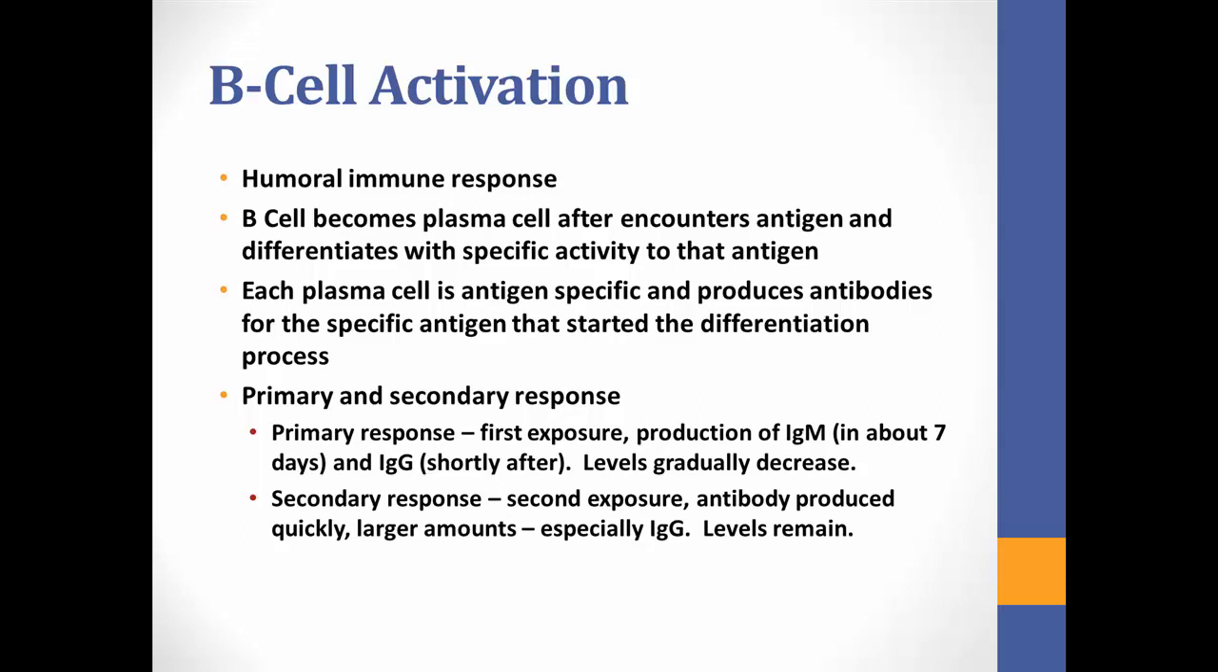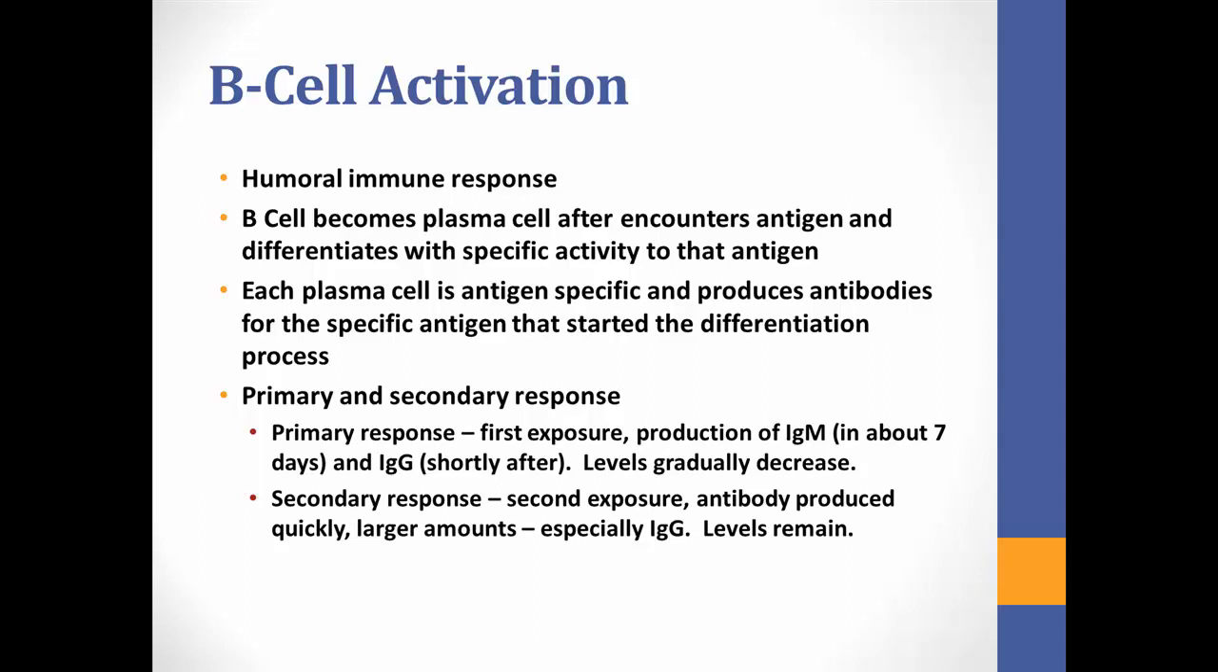B cells, again, are very important in our humoral immune response. B cells become plasma cells after they encounter that antigen and differentiate with specificity to that specific antigen. As a result, then, you produce antibodies to that specific antigen that started that differentiation process. Now, what's interesting in our humoral immune response, that B cell based response, is that there is both a primary and a secondary response.